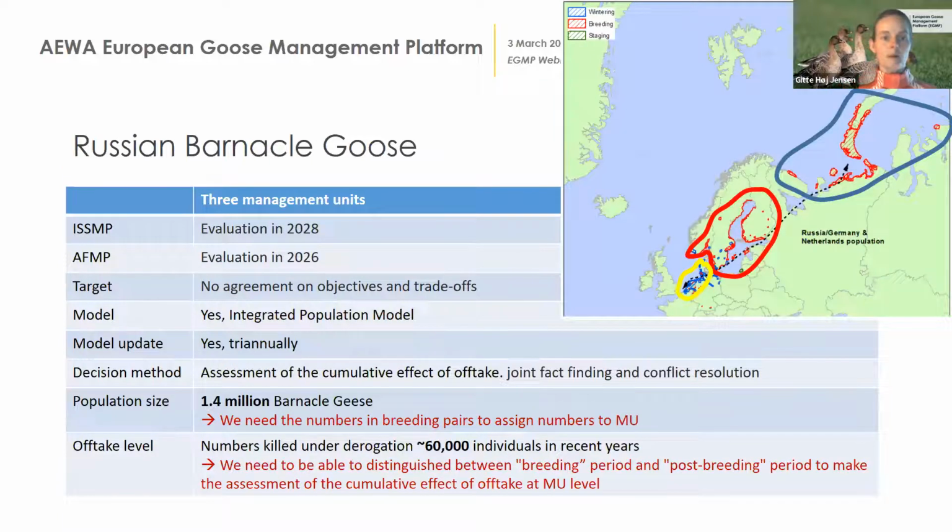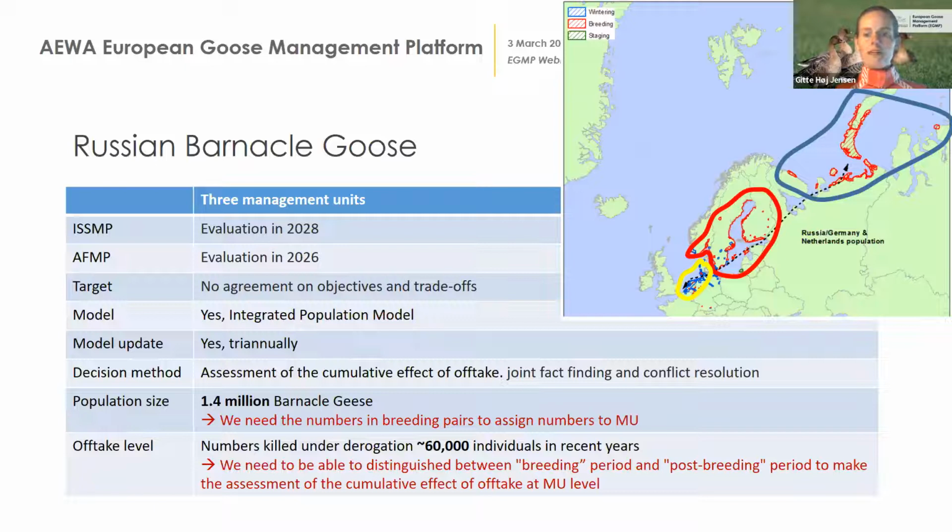Moving on to the barnacle goose, just to left. Here we have 3 management units. As Eva was mentioned, we have the Arctic breeding unit, we have the Baltic breeding unit. Both of these units are migratory, and then we have the North Sea unit, which are mainly sedentary. Here we don't have agreements on objectives and trade-offs. We do, however, have an integrated population model, which is also updated each year, so we learn more about the population.